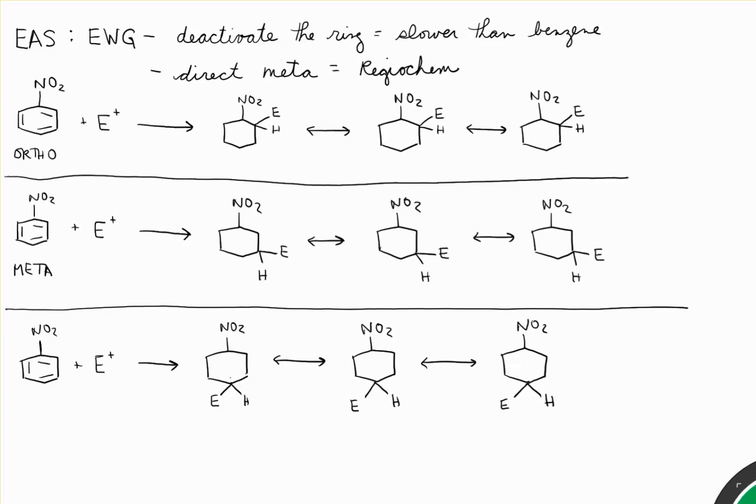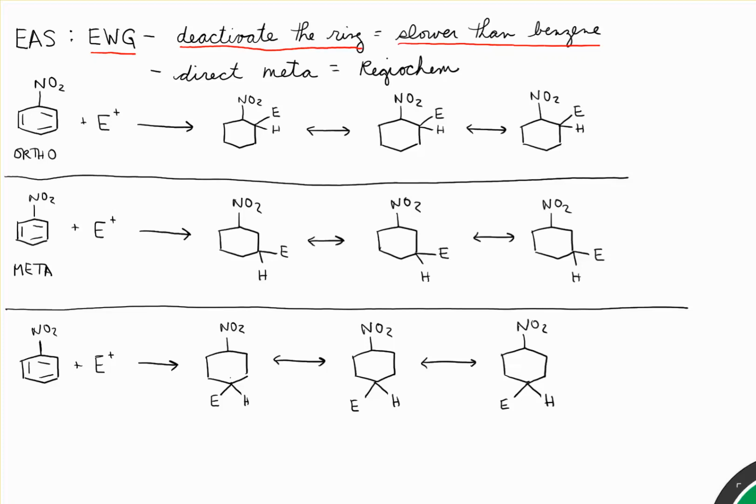Alright guys, here we're going to talk about electrophilic aromatic substitution, in particular when there is an electron withdrawing group put on the ring. We already talked in class about how electron withdrawing groups will deactivate the ring. They deactivate the ring by making the ring less nucleophilic. If the ring is less nucleophilic, then it will react slower than benzene.